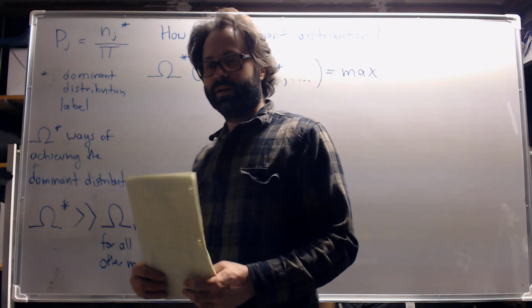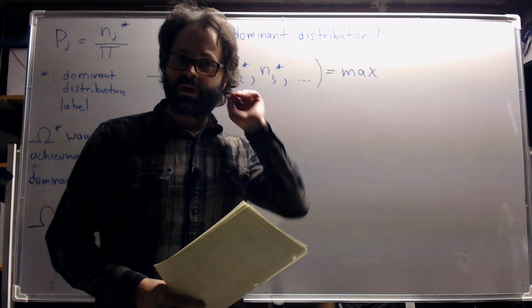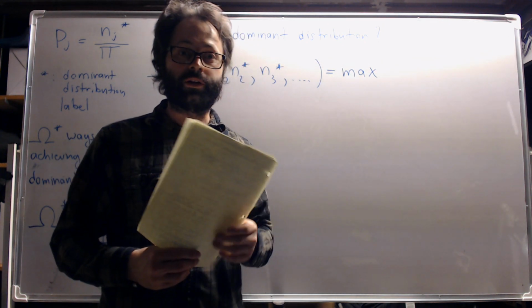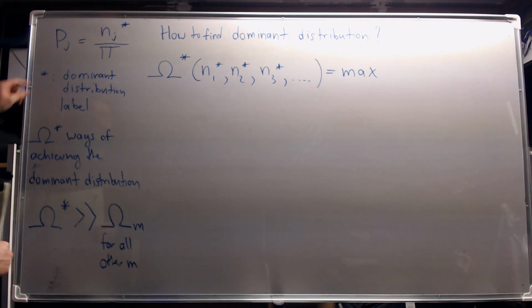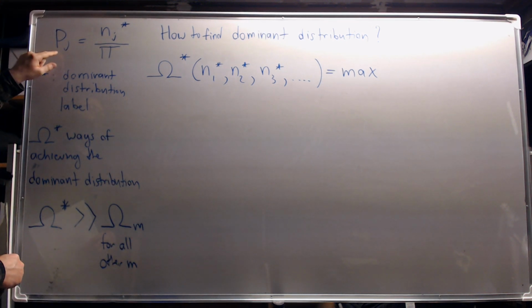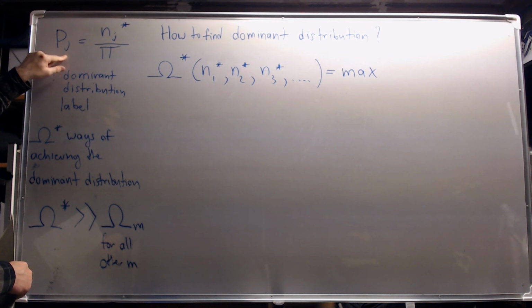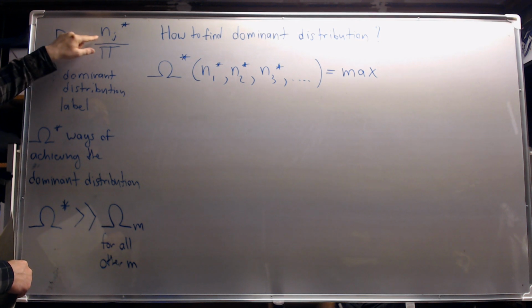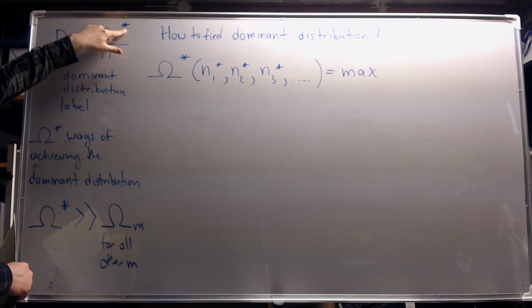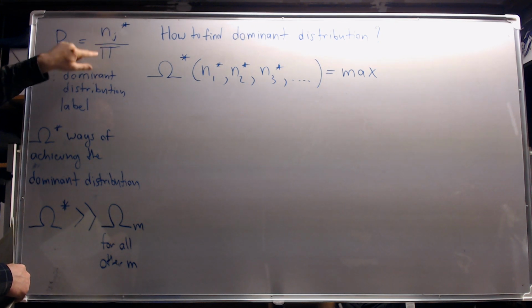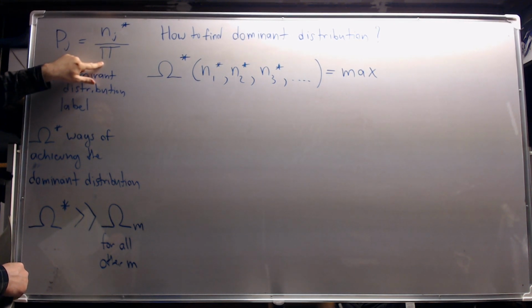Okay, we're back. Let us very quickly summarize where we left off and what our task is. We talked about the fact that to find the probability that any one of our systems in the ensemble upon observation is found to be in microstate J, that probability is going to be the number of systems in the ensemble that happen to be in microstate J when the dominant distribution is obtained, divided by the total number of systems in the ensemble.